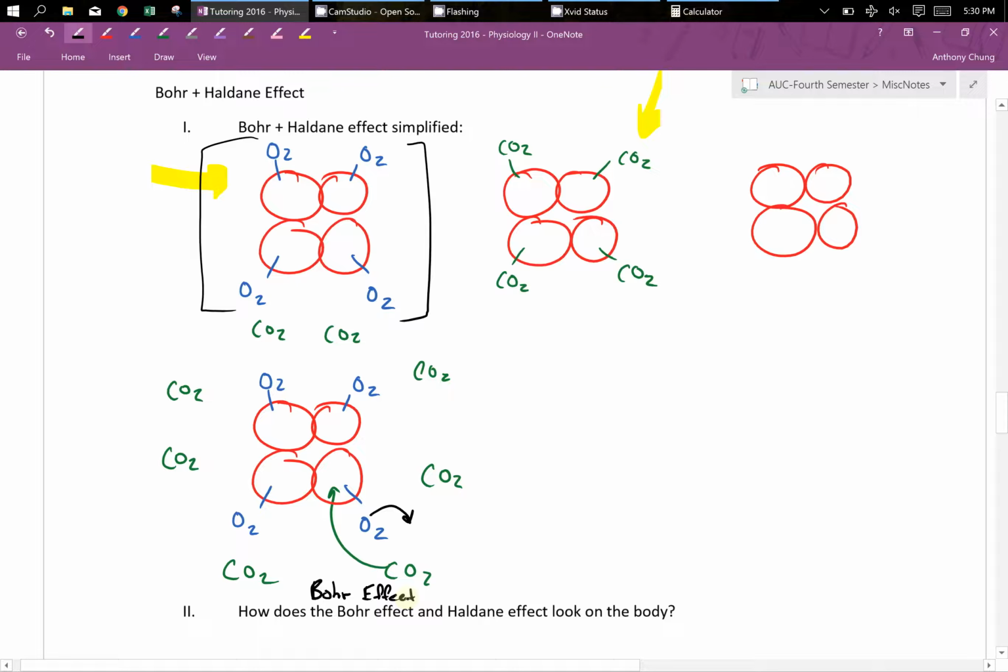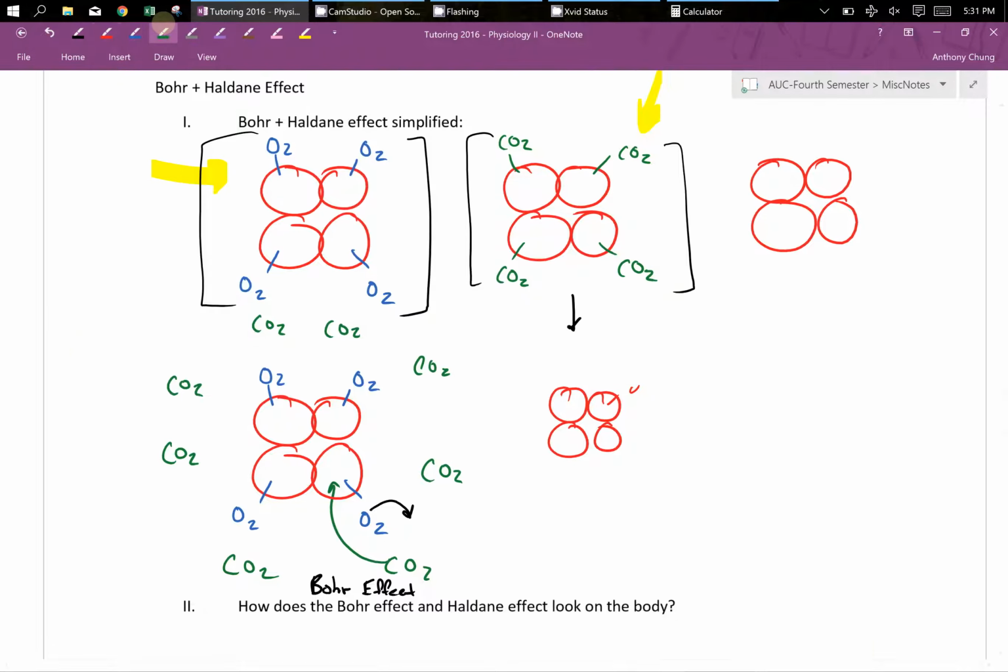Let's take a look at the next one. You have this molecule of hemoglobin that has a whole bunch of carbon dioxide on it. Let's dump it into a situation where you have lots of oxygen instead. Let me just make that green. And now we have a lot of oxygen.